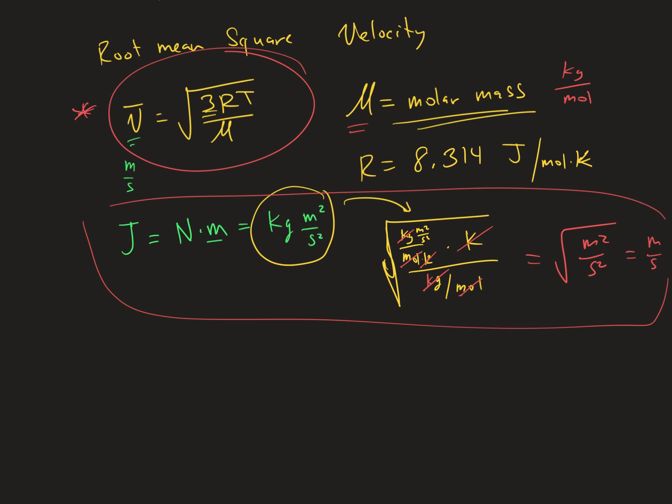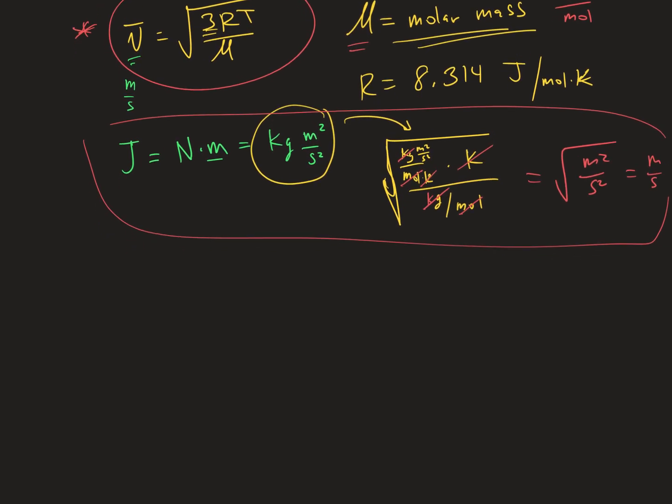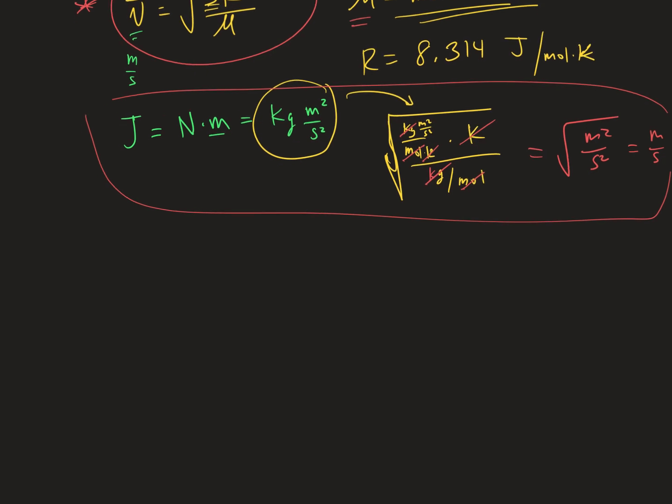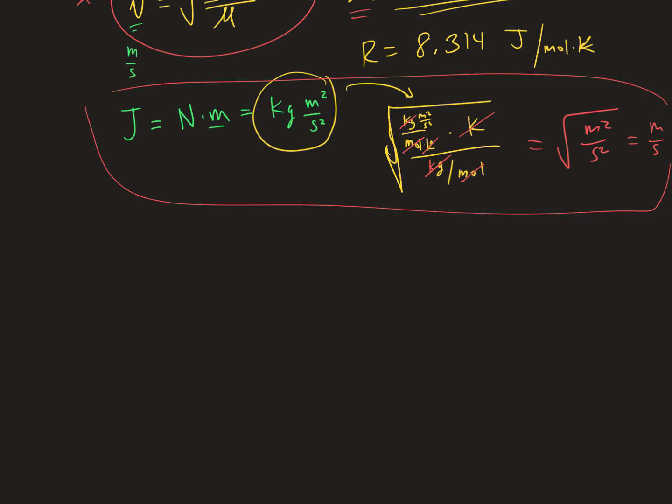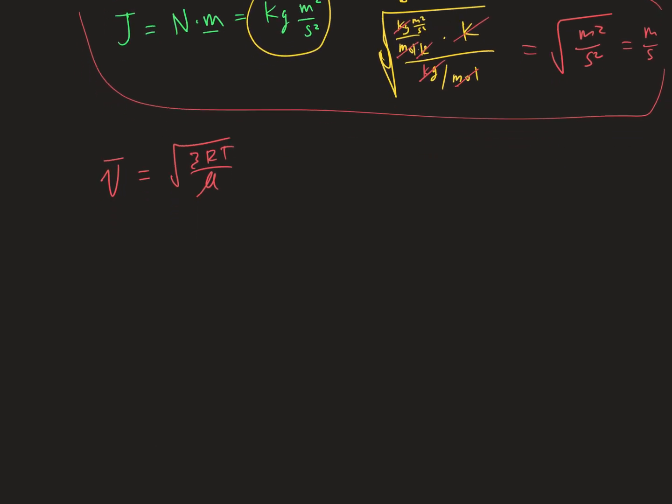Any questions so far? All right, so let's look at some relationships here. Our root mean squared speed is the square root of 3RT over the molar mass in kilograms per mole. And we can see that the average velocity is proportional to the square root of temperature, right? The speed is related to the temperature.